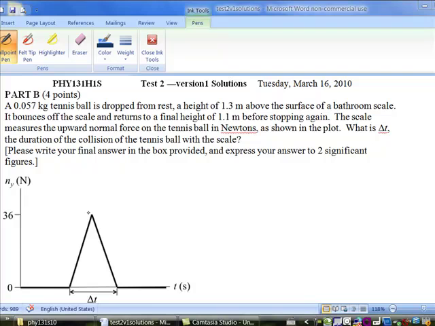During the collision the force goes up for a while to a maximum of 36 newtons, then it drops back down to 0, and after the collision it's 0 again. Question is, what is delta t, the length of the collision, while the tennis ball is in contact with the scale? So there are 3 segments to the motion.